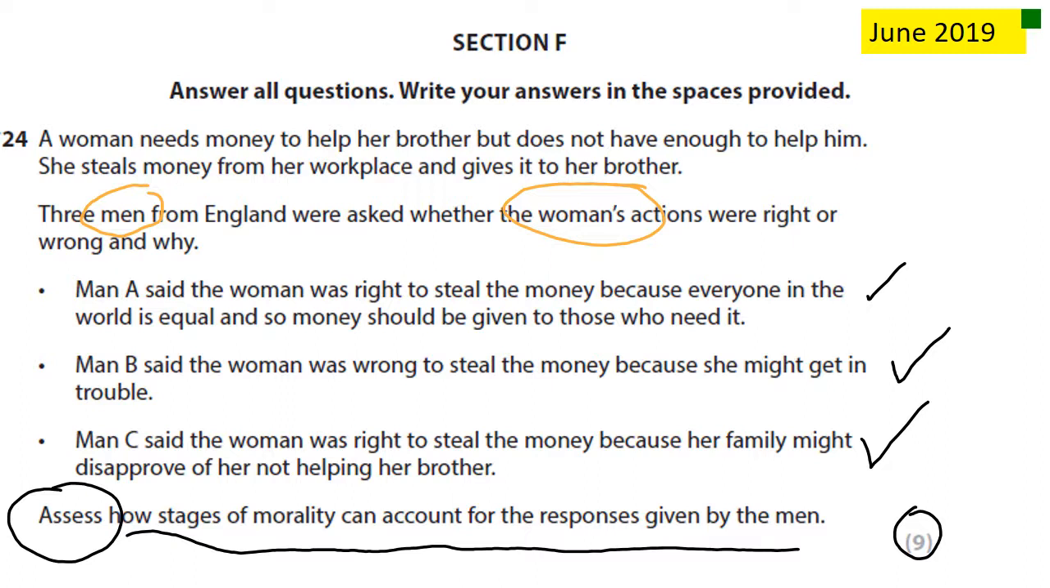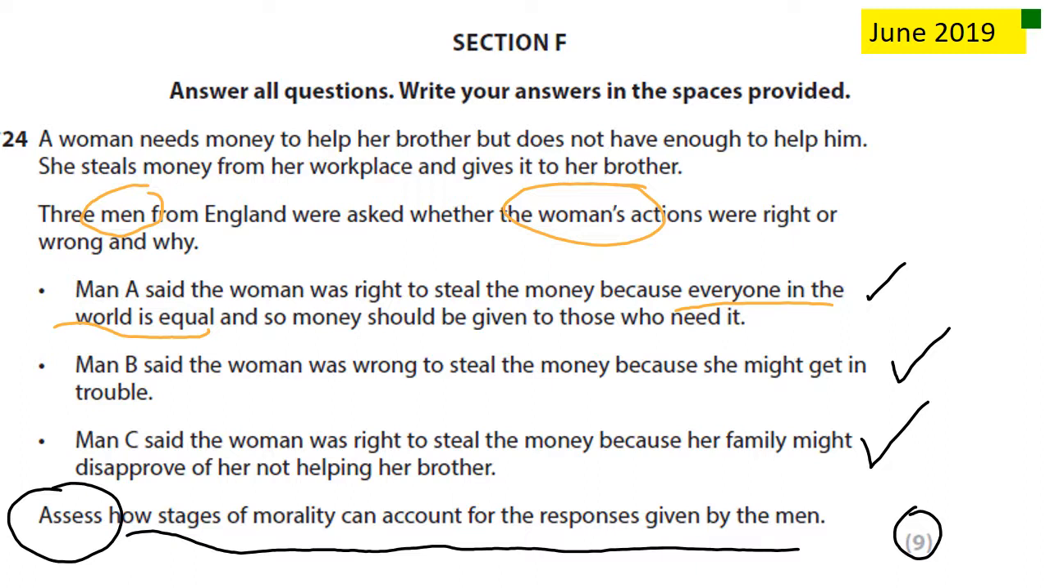Man A said the woman was right to steal the money because everyone in the world is equal. Now, to me, that's quite an advanced moral thought. So I'm already thinking that this person is demonstrating post-conventional morality here, because everybody in the world is equal, so money should be given to those who need it. That's a moral statement that goes outside the realms of society, outside what we're deeming right or wrong and what our social norms are. And that's his personal reflection as to how he thinks the world should be run morally. So that is an example there of post-conventional morality straight away, and if my pen worked on the screen I would write that down, but it doesn't.